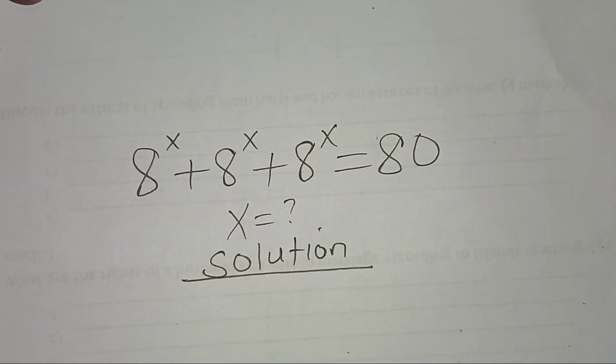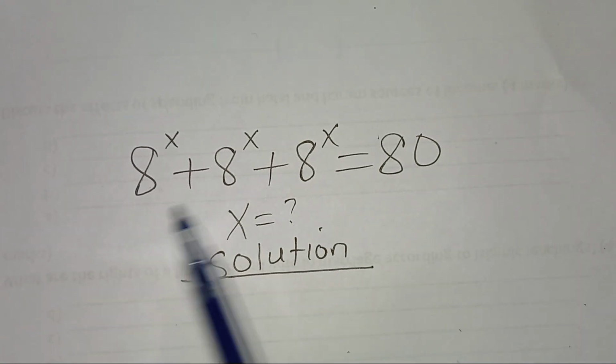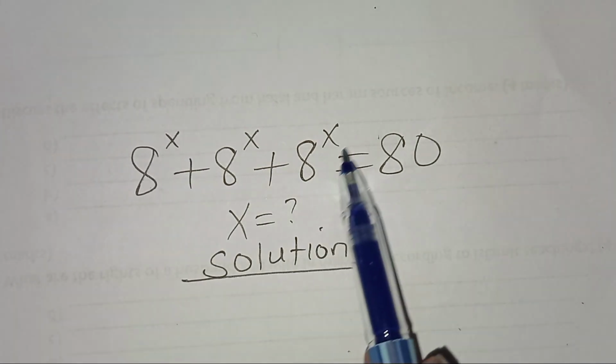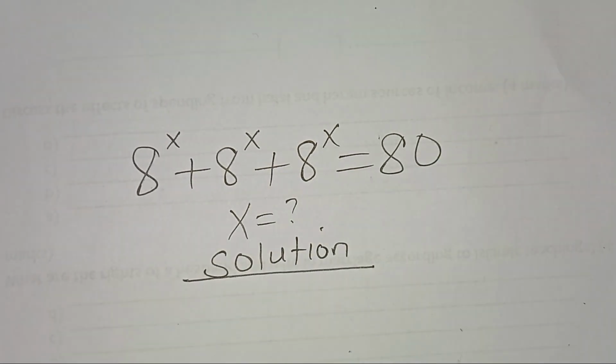Hello everyone, you're welcome to this solution. Given this nice exponential equation, 8 to the power x plus 8 to the power x plus 8 to the power x is equal to 80, find the value of x.